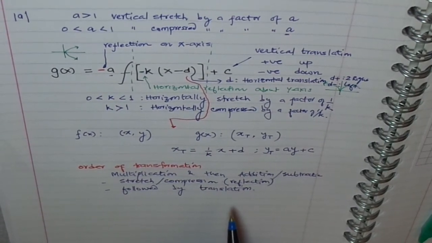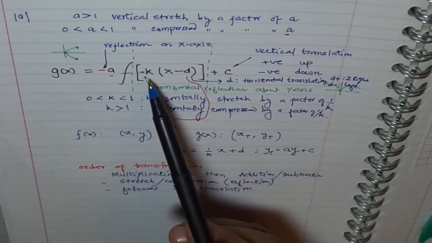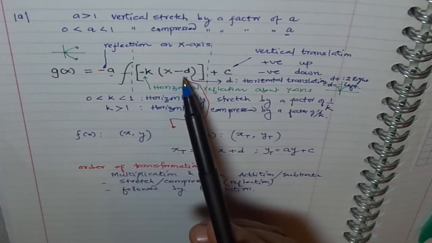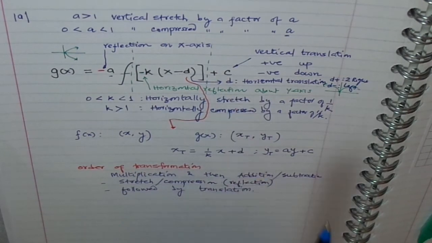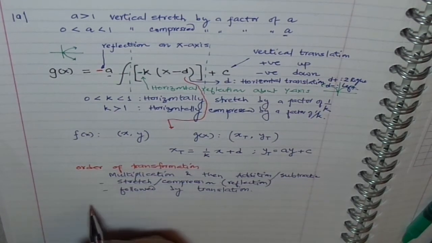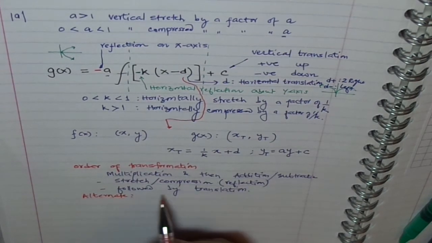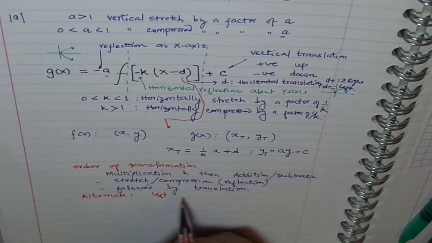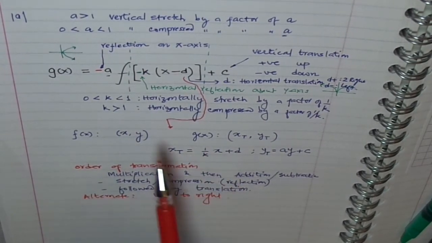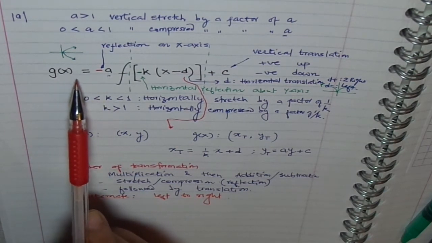So first always do stretch and compressions, and then we do translations. Okay. Now you could start from inside out. You could do horizontal stretch and compression, and then vertical stretch and compression. Then you can do horizontal translation and vertical translations. Well, that's one way of doing it. And the other alternative is to move from left to right. As you see the equation here, you can start from the left and go as it comes.